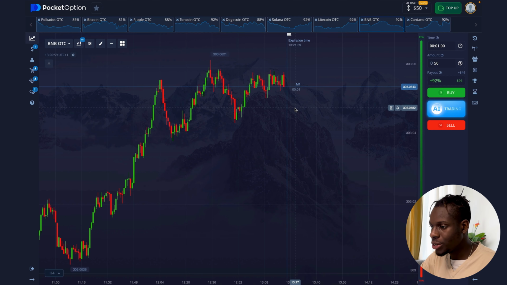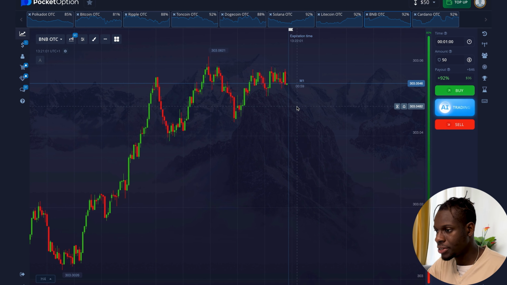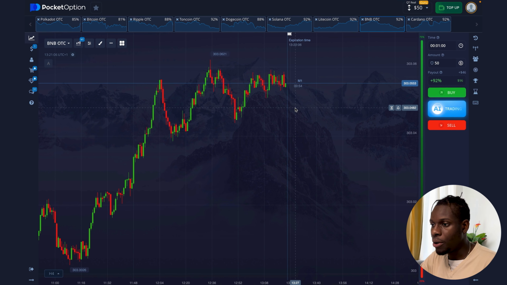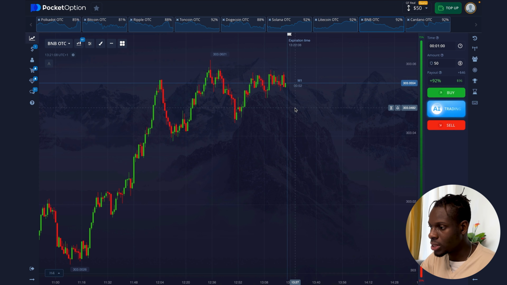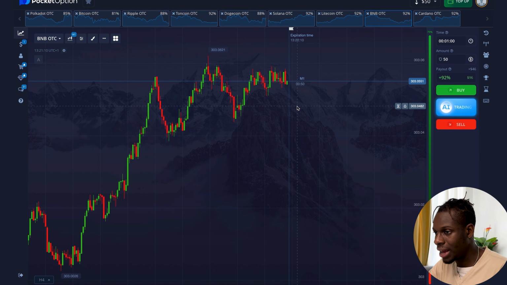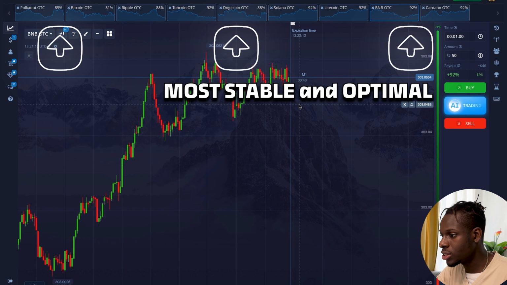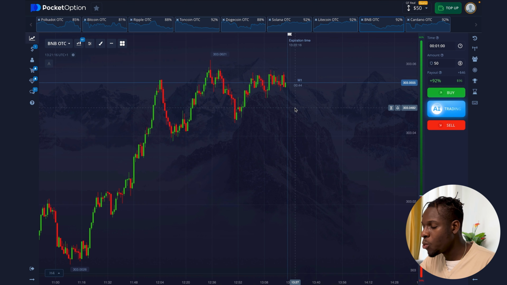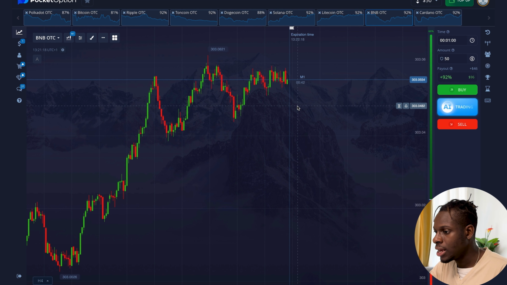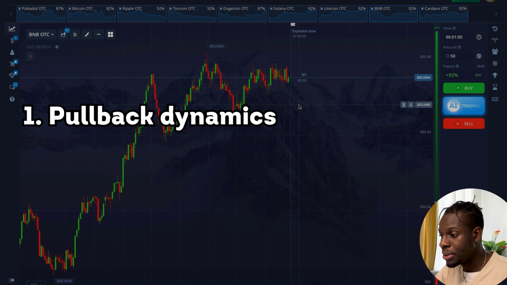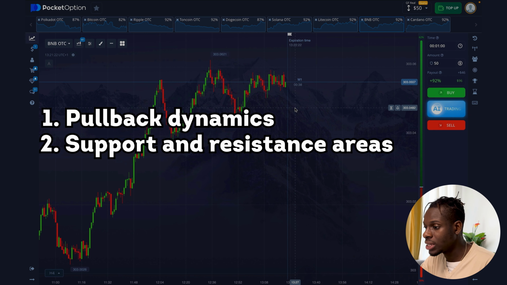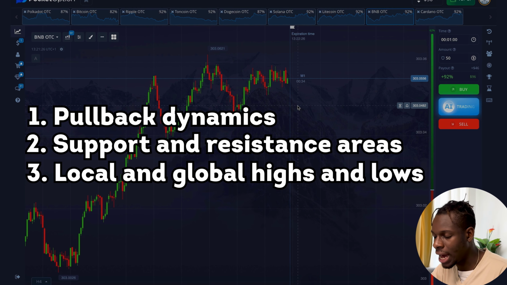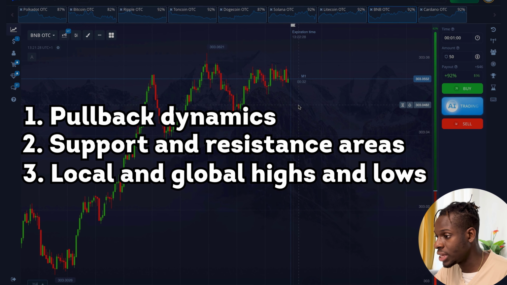Okay, guys, so like I mentioned, we're not going to be using any indicators. That's why you see our chart is very bare. Now we're going to be trading crypto today, and I already have a couple of assets I've selected that have very good movement patterns and also payout percentages. And today, what we really want to use is pullback dynamics, support and resistance zones, and also local and global structural highs and lows. That's what we're going to be using for today's trades.